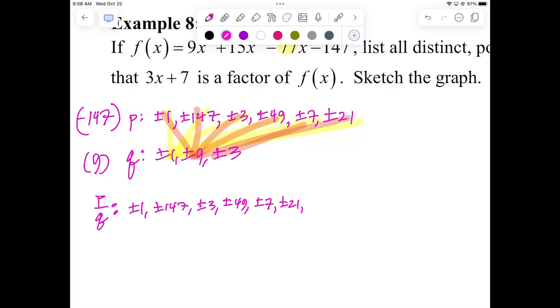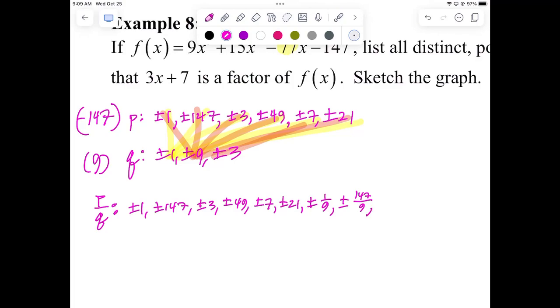And what do we end up with? We end up with plus or minus 1/9, plus or minus 147/9. Does that simplify? Oh, yeah, by 3. How many times does 9 go into 147? 9 goes into 14 one time, with how many left over? 5. And then 57, does 9 go into 57? No, so that doesn't simplify.